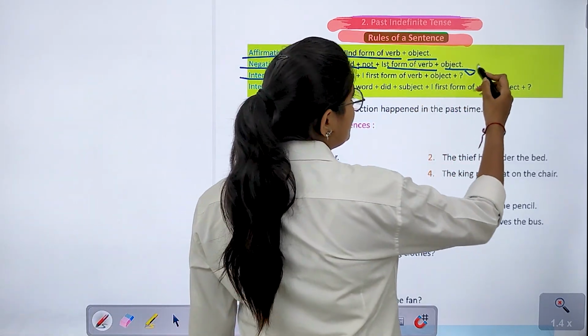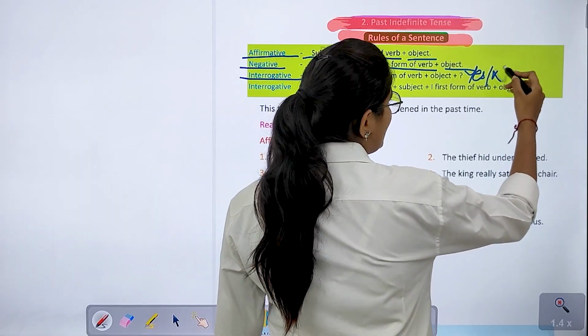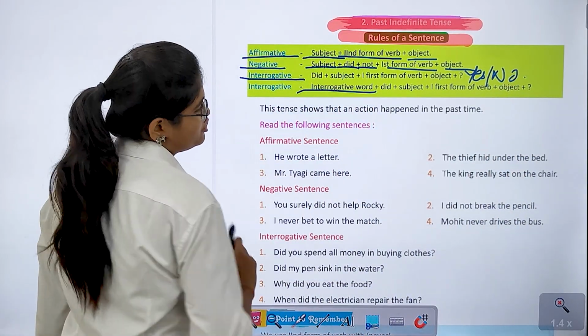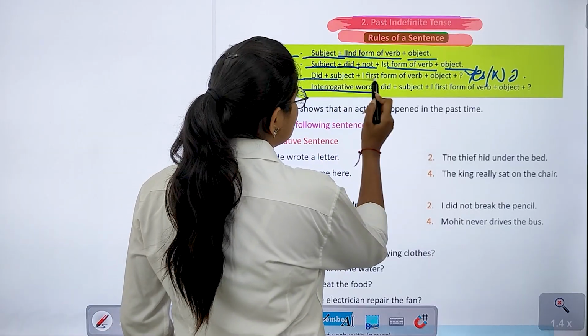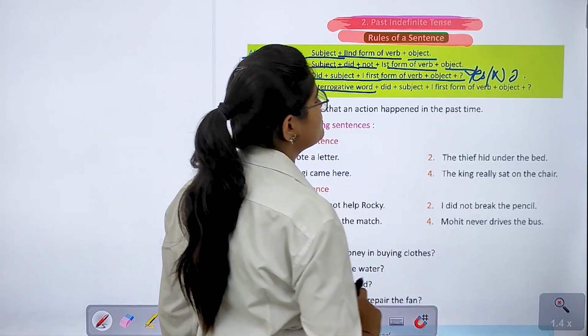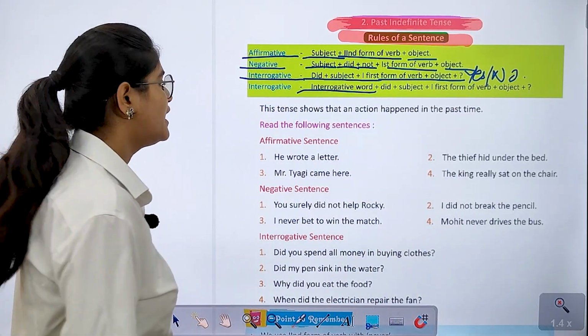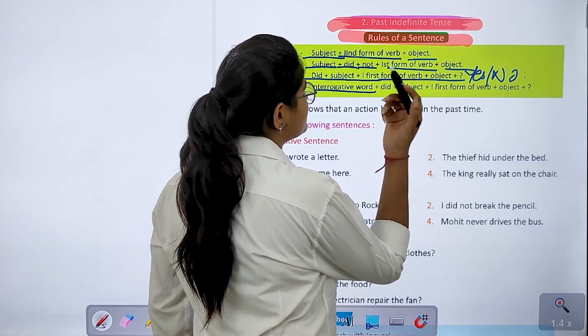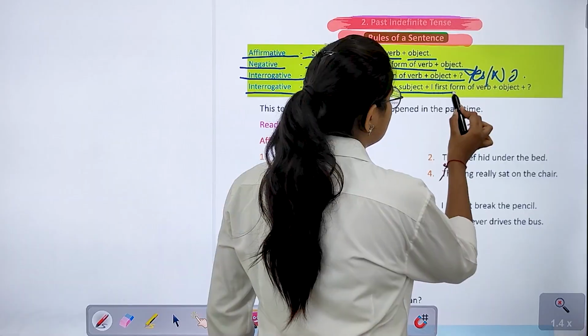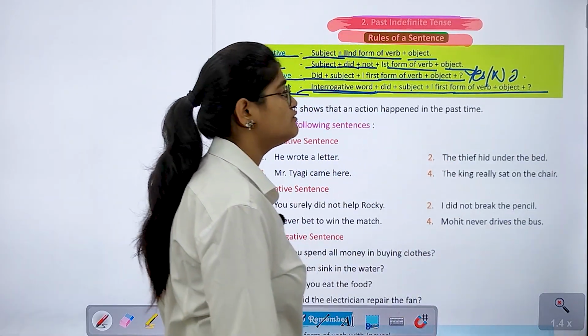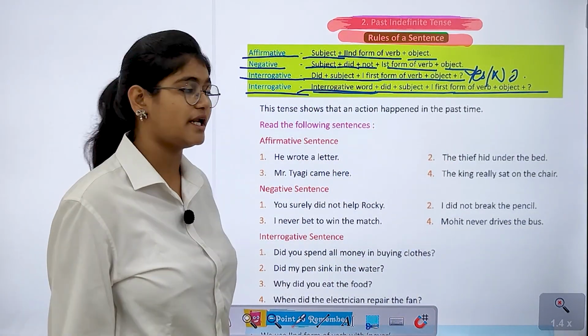Again, the questions with yes and no situations, and the next one is with the question word. The formation of yes or no questions is did plus subject plus first form of the verb plus object, right? And the next one, interrogative with the question word, is question word plus did plus subject plus first form of the verb plus object, right?